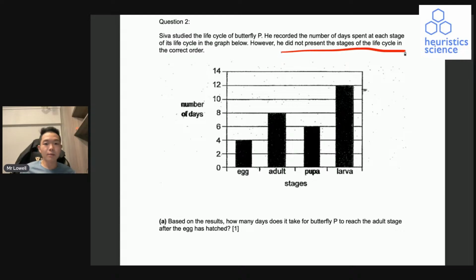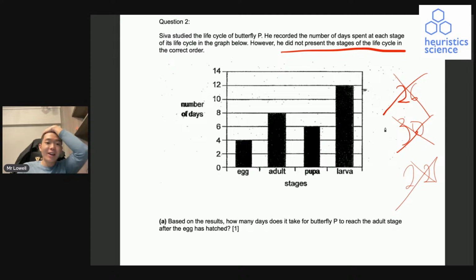I don't want to say so much. Okay. 26 days. 26 days is wrong. Okay, not correct. 30 days, wrong. 20, no. Okay, don't just anyhow add numbers already, okay? Okay, see, after egg has hatched, so egg stage is gone already. I exclude it. Do I count the adult stage itself?